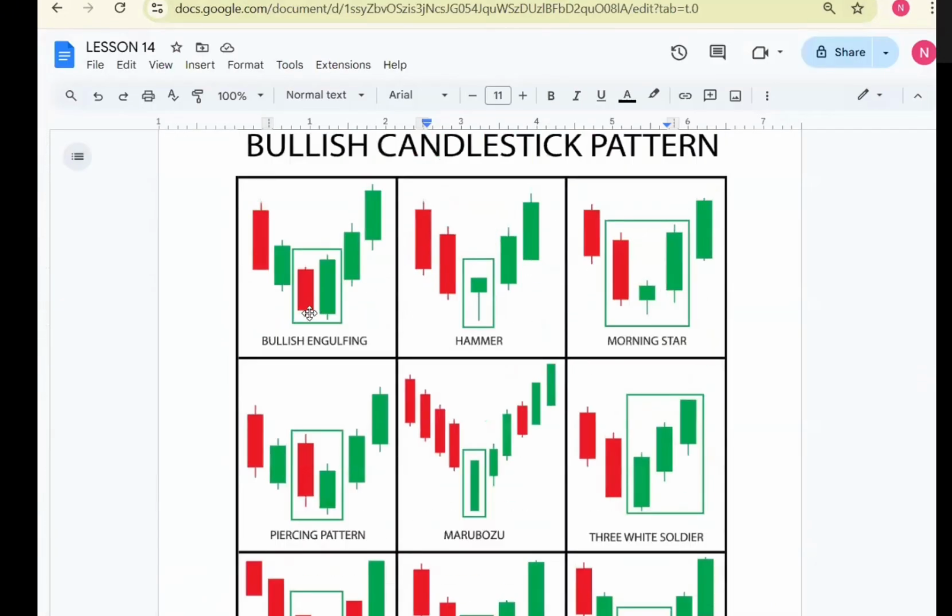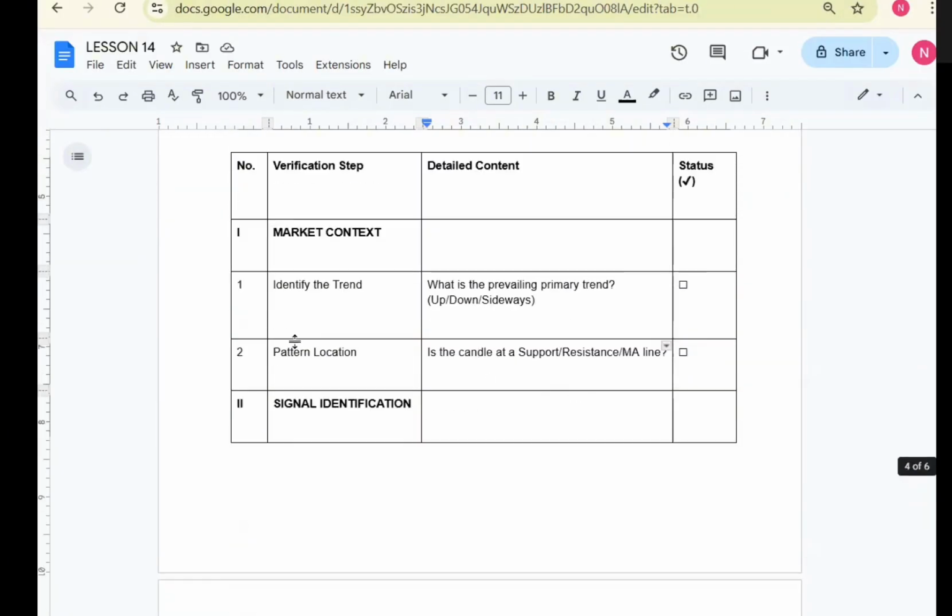All right. If the bullish engulfing appears at the resistance, it will not be effective. It must appear at the support zone after a downtrend. That's what we call the bullish engulfing. In case it appears at the resistance zone, it's not a bullish engulfing. All right, so identify the pattern location. Pattern location is very important to increase its accuracy when we establish the strategy.